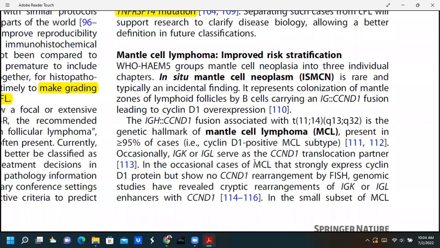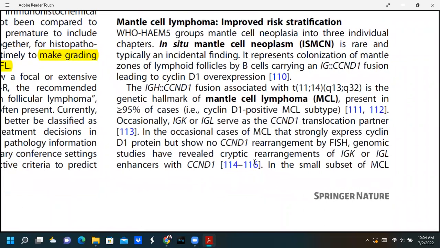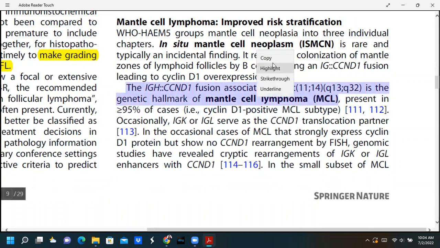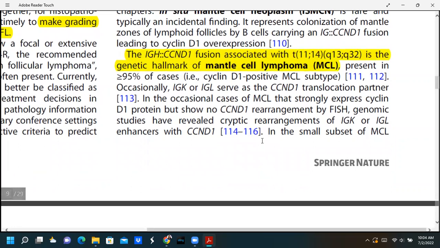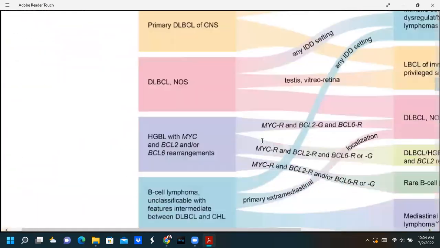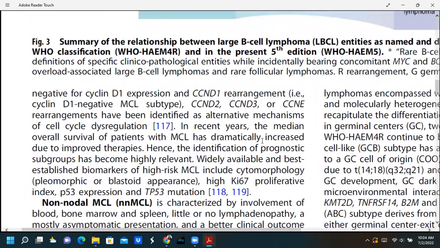In occasional cases of MCL that strongly express cyclin D1 but do not show CCND1 rearrangement by FISH, genomic studies have revealed cryptic rearrangements of IgK, kappa, or lambda enhancers by CCND1. And so, again, this is by definition the mantle cell lymphoma, IGH-CCND1 fusion associated with 11;14 genetic hallmark. And then in a small subset of MCL, negative for cyclin D1 expression, that is cyclin D1-negative mantle cell lymphoma subtype, CCND2, CCND3, CCNE rearrangements have been identified as alternative mechanisms of cell cycle dysregulation.